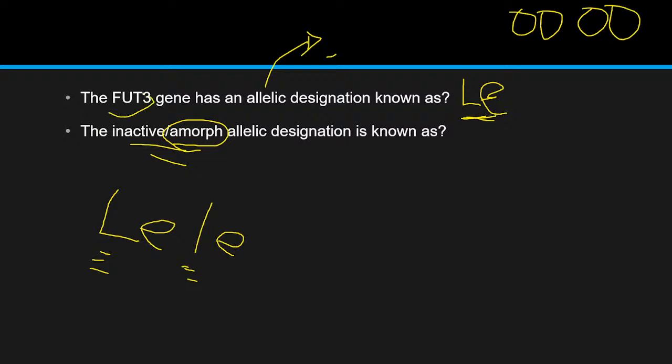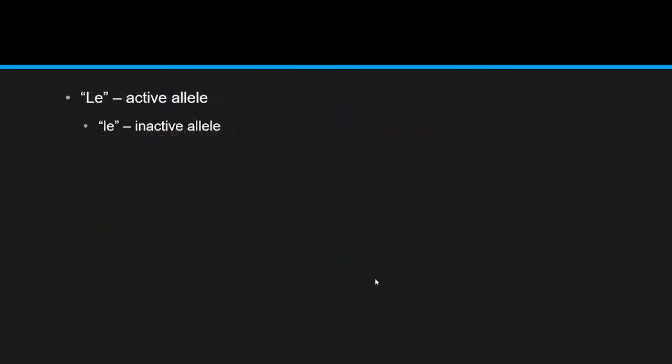It will produce the FUT3. FUT3 is what? Fucosyl transferase 3. Okay, FUT3, hence the term FUT3. That is the L. The LE1, the capital letter, is the active allele. All right. Okay, so a lot of people answered correctly. Thank you so much. Thank you, thank you.